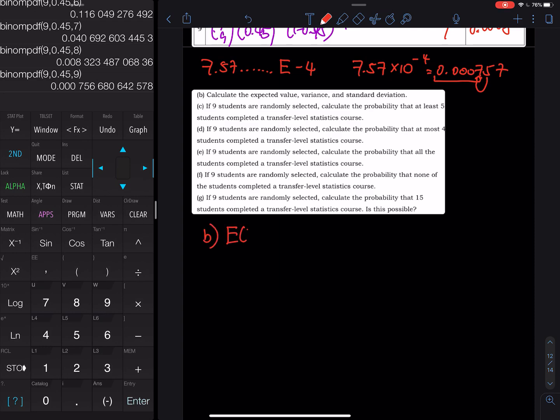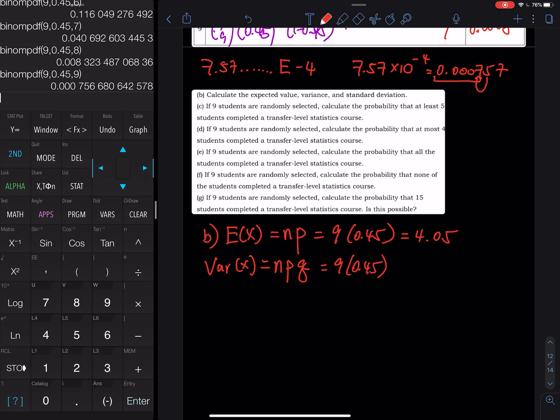So B, expected value for binomial only is n times p. We have 9 students, and the success rate is 45%, so that equals 4.05. And then variance, again for binomial distribution only, where x stands for the number of successes, x is a random variable, is n times p times q. Q is the failure rate. So 9 times 0.45, and the failure rate is 1 minus success, because it's either a success or a failure, right?